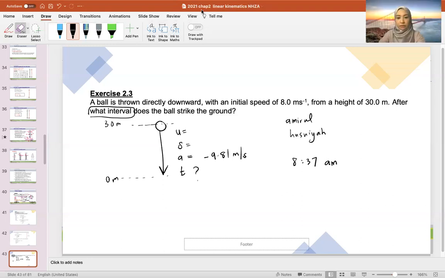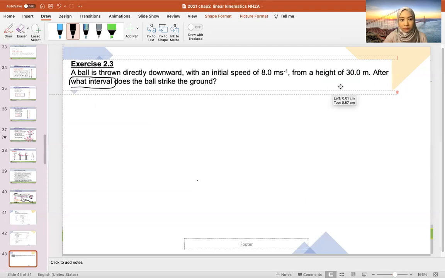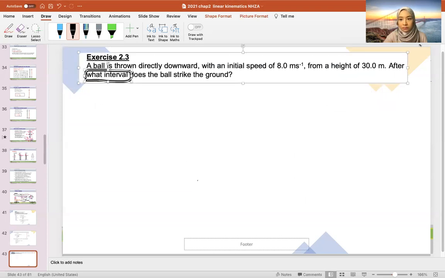Okay, so I hope everyone has tried and managed to get something. Jadi, it's asking about the time. And kita dah assign Amirul and Husnia. Let me make some space for them. Okay.